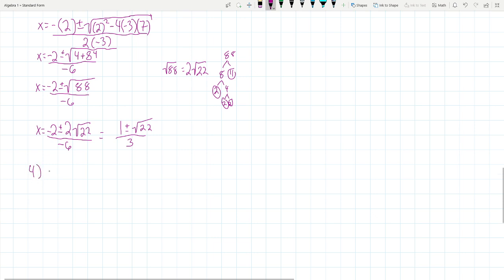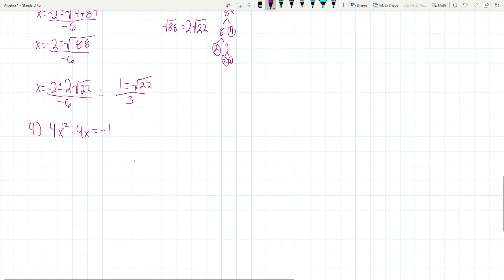All right, number 4. Number 4, I have 4x squared minus 4x equals negative 1. Now the big thing here is to recognize that we have this negative 1 on the wrong side. So we need to first set this up into standard form. So I add 1 to both sides. And I get 4x squared minus 4x plus 1 equals 0. I go, all right. Now I can use the quadratic formula. X equals the opposite of b plus or minus square root b squared minus 4ac all over 2a.